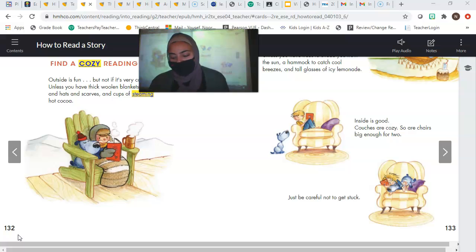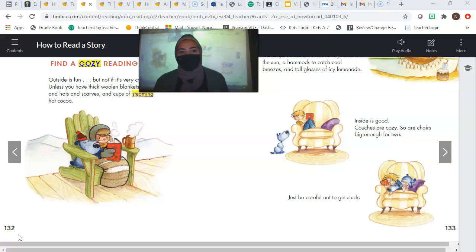The second part of the first question says, how does the organization help you understand why the author wrote the book? Why did the author write the book? What is she trying to teach us? Who can raise their hand and tell me? It's very simple. Amariah?